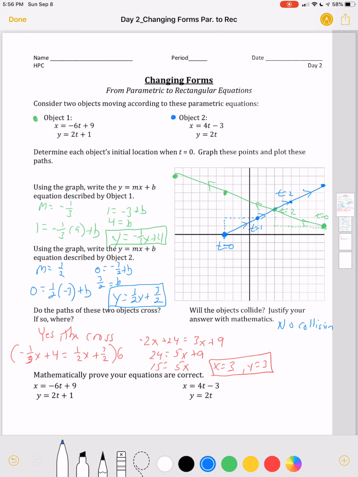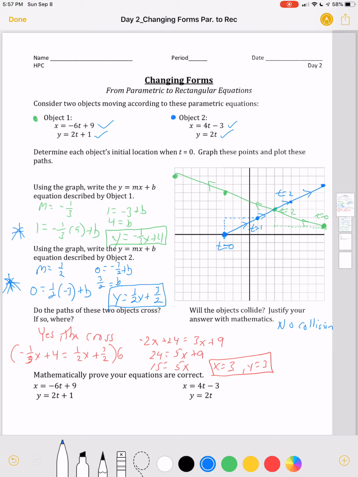Now, at the bottom here, it says we want to prove that our equations are actually correct, which means the equations that we got here and here. And again, there are other ways to have determined whether these things collide. We could have gone all the way back up to the top here, set the two x's equal to each other, find out the time that the x paths cross, and then whatever time you get, plug it into here.